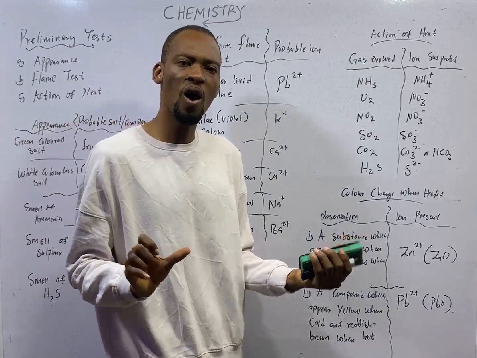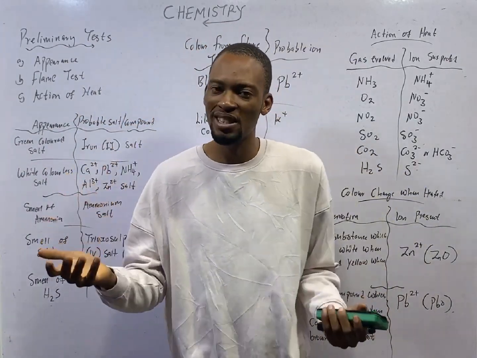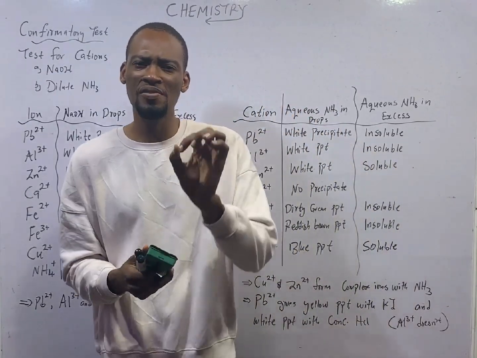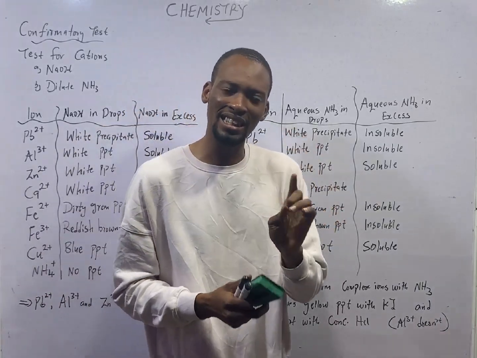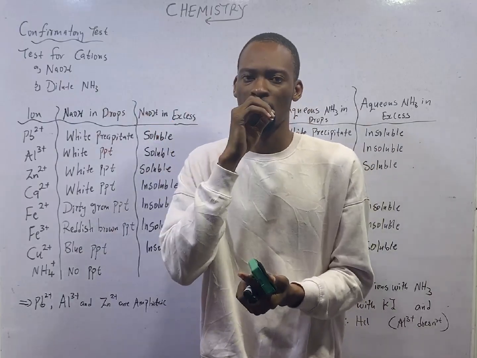Ladies and gentlemen, all these are preliminary tests to look for what is being suspected. In the next episode, cations are positive ions. Remember, metals generally ionize by electron loss.